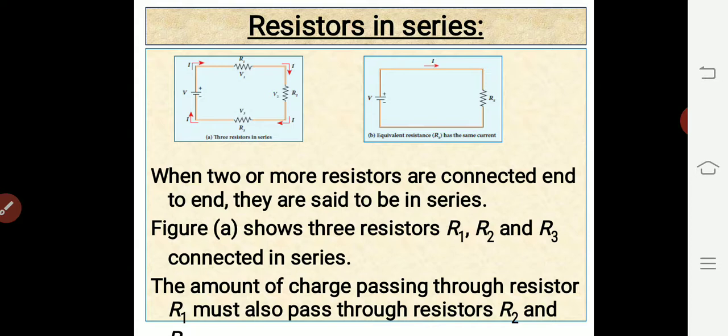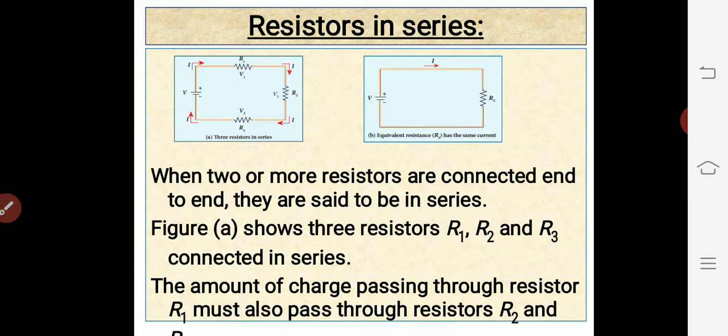This topic, resistors in series. When two or more resistors are connected end to end, they are said to be in series. Series means thodar inaippu, that is series connection. Three resistors R1, R2 and R3 connected in series.